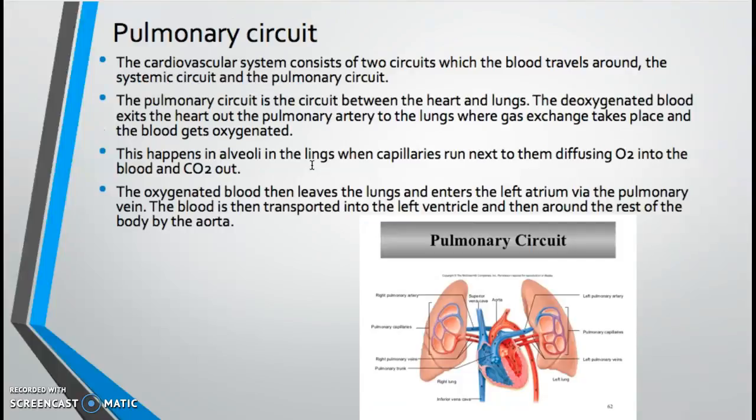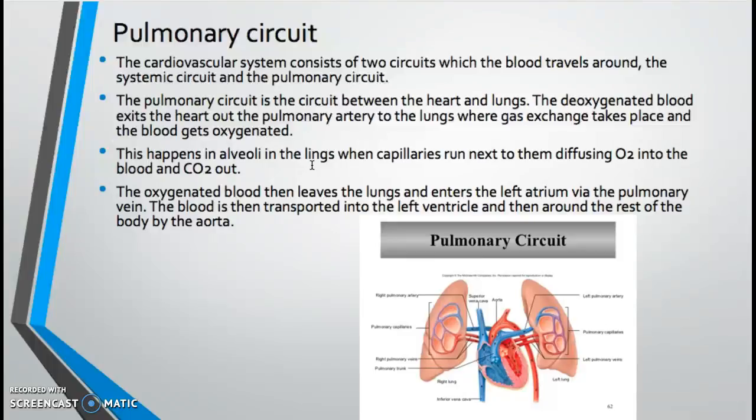The pulmonary circuit is next. The cardiovascular system consists of two circuits which the blood travels around: the systemic circuit and the pulmonary circuit. The pulmonary circuit is the circuit between the heart and lungs, mainly consists of deoxygenated blood when it exits the heart out the pulmonary artery to the lungs where gas exchange takes place so that the blood can become oxygenated.